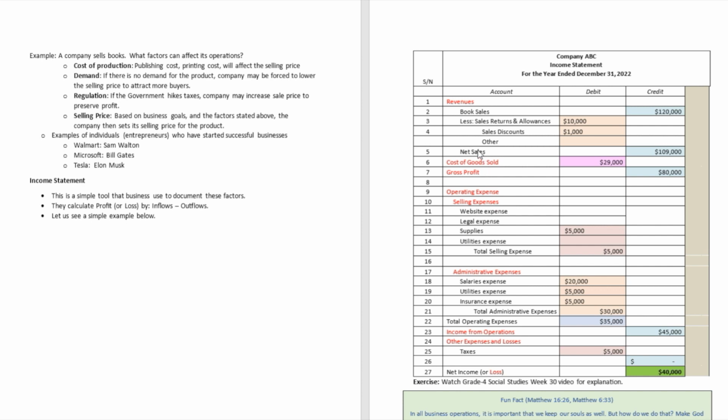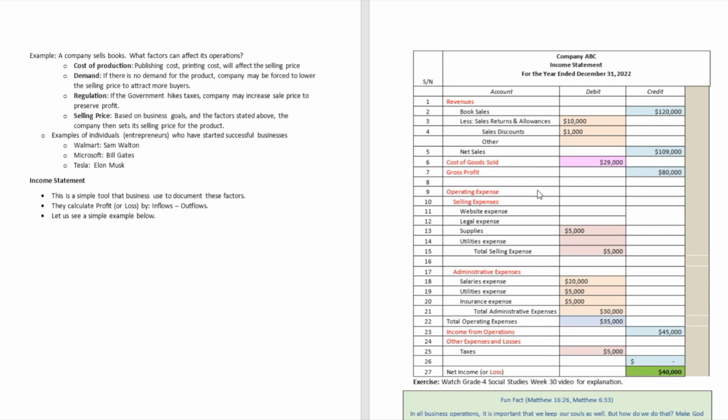There is this little section over here called the cost of goods sold, which is going to be like the manufacturing cost, for example. So like the publishing cost of the books. Well, that's going to be on the debit side of things. So they have $29,000 over here. So then you have gross profit, which is going to be net sales minus cost of goods sold, which is going to be equivalent to $109,000 minus $29,000. In this case, it's going to be $80,000.